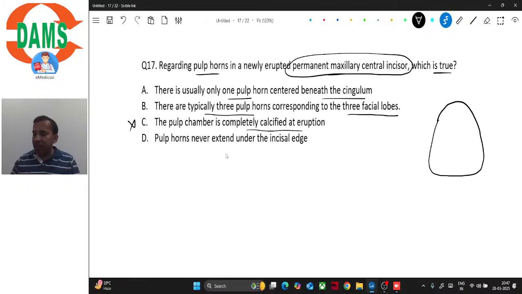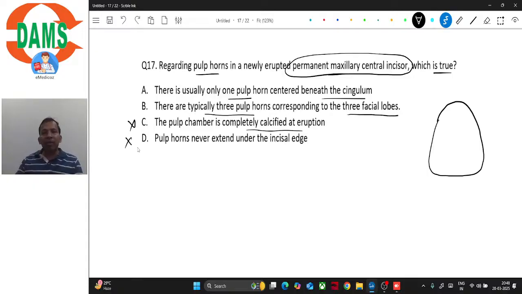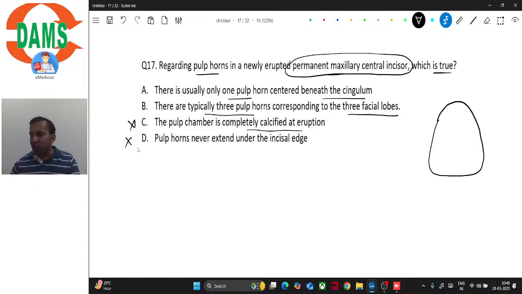Obviously, option C is incorrect. D, pulp horns never extend under the incisal edge. This again is incorrect. So we have to find the correct answer amongst option A and B. So there is usually only one pulp horn centered beneath the cingulum, and there are typically 3 pulp horns corresponding to 3 facial lobes. So which of these is correct?